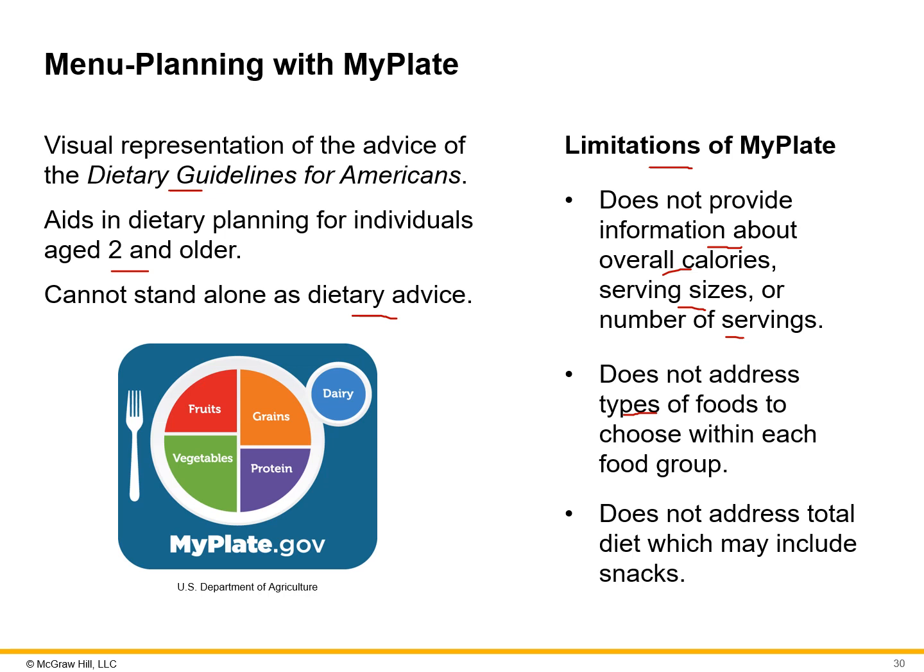So again, some proteins are better than others. It's giving you an idea of proportions or how much for each one. But it doesn't address the total diet that could include snacks as well. So this is just looking at one meal at a time.